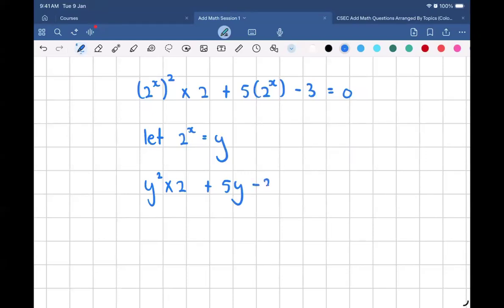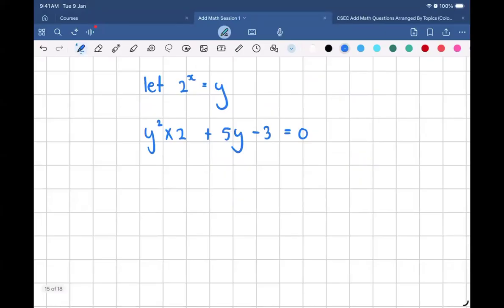Does that look like a quadratic? Yes, sir. So what is y squared times 2? Wouldn't that just be 2y squared? 2y squared plus 5y minus 3 is equal to 0.